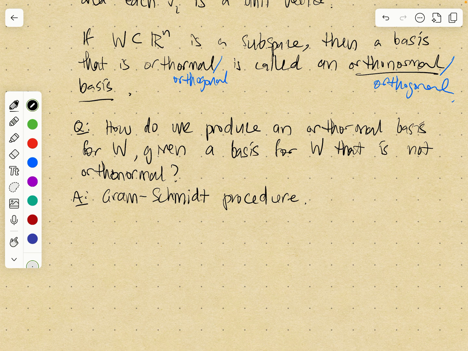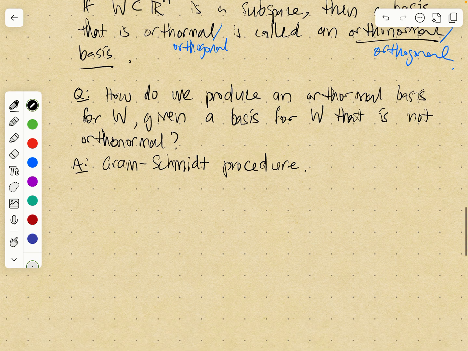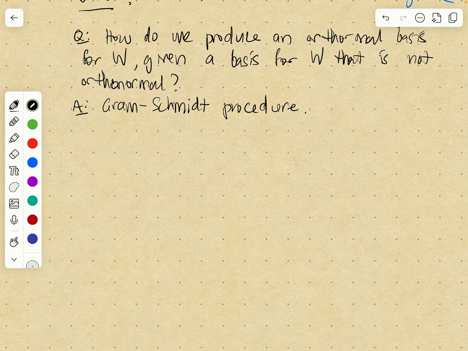And that's what we'll discuss in this video. And actually, even though there's kind of a fancy name for it, it's really not that complicated. We actually have basically seen the idea. The idea is to use projections.